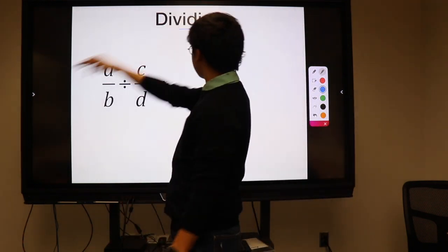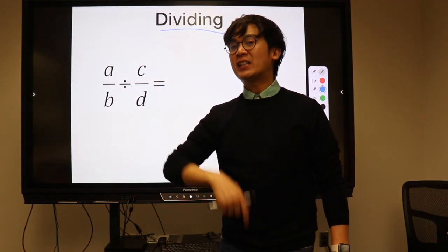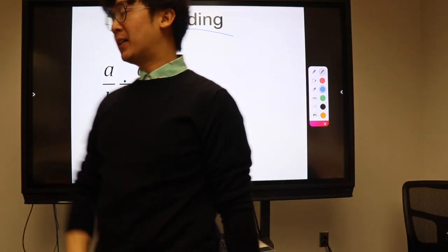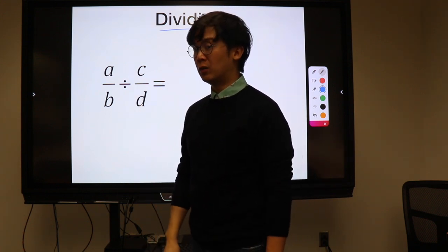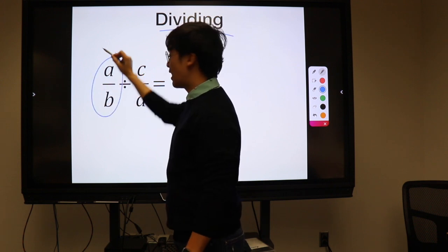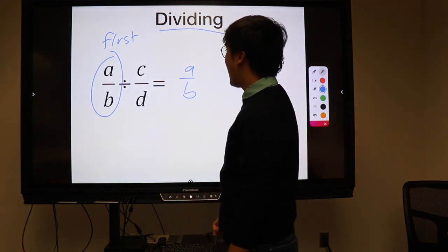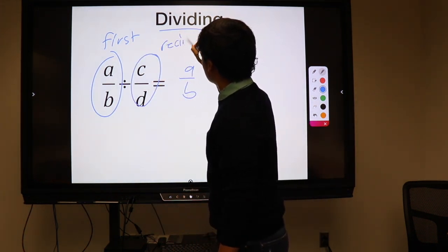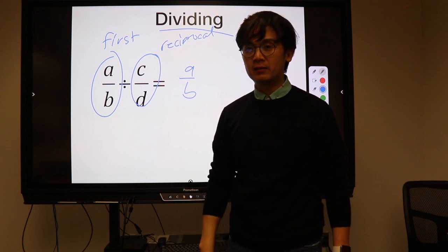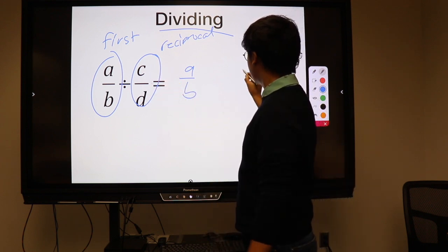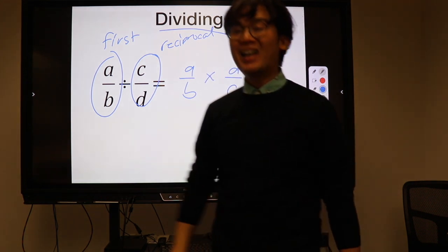Now, dividing. We're done with multiplication. That's all there is in multiplication. And dividing, it's connected to multiplication. You just need to add one more step. In multiplication, you just multiply across, right? But in division, there is an added rule. The rule is you copy the first fraction, let's say a over b, and then you take the reciprocal of the second fraction, also known as flipping it. And the reciprocal of c over d is d over c. And then you multiply. So that is the rule.